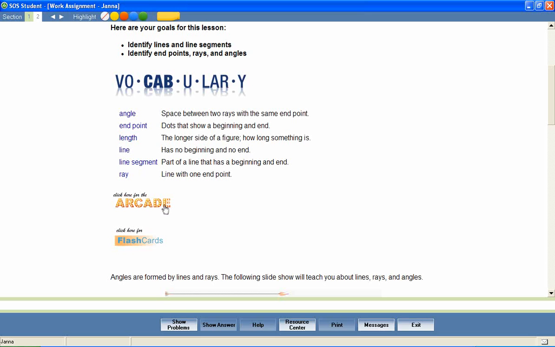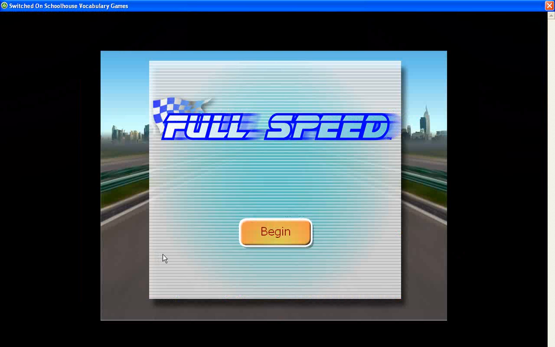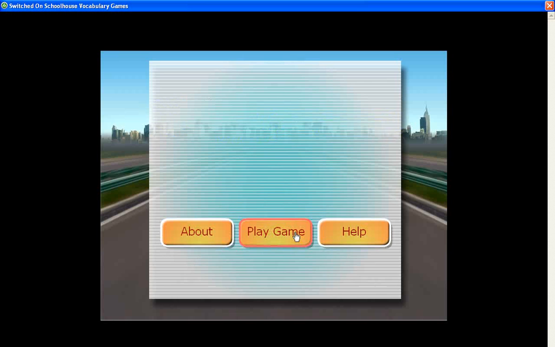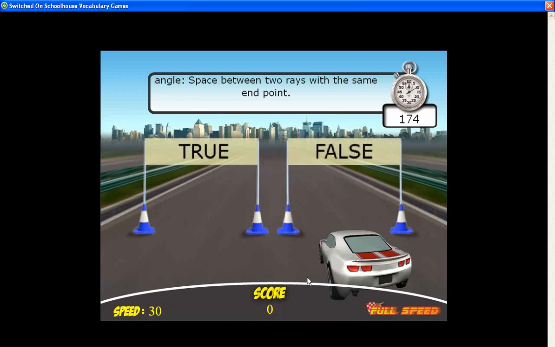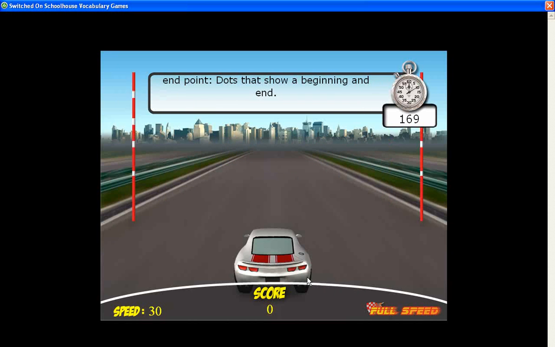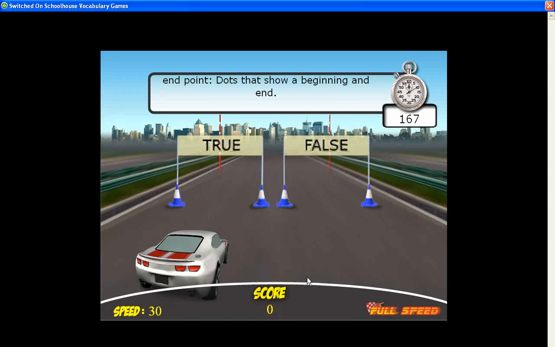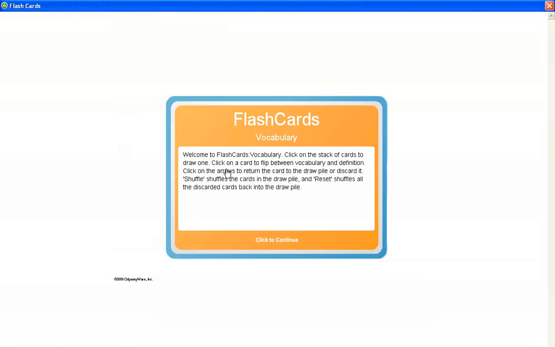In addition, the vocabulary arcade games encourage mastery of the vocabulary words by providing practice in the correct spelling of each word and in matching each word with its definition. Let's look at a sample. Flashcards allows students to easily review the words and their definitions.